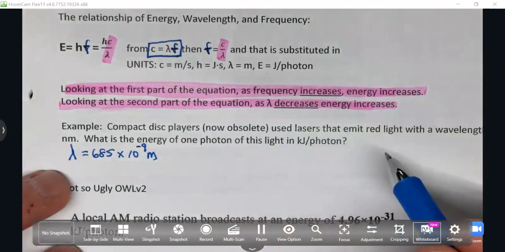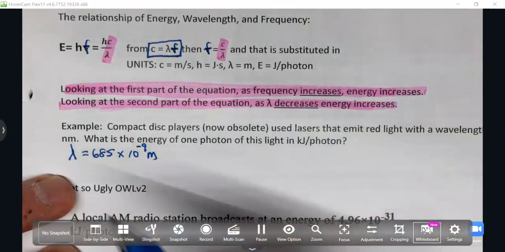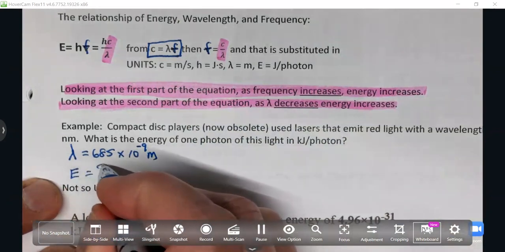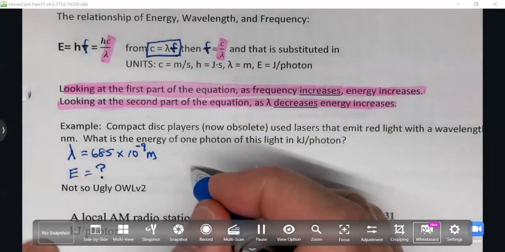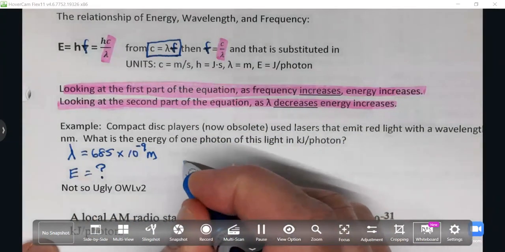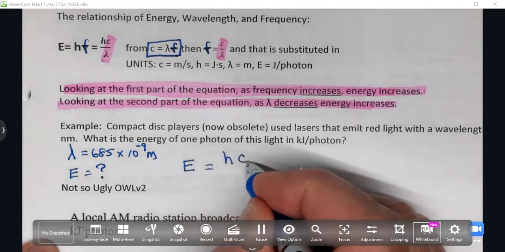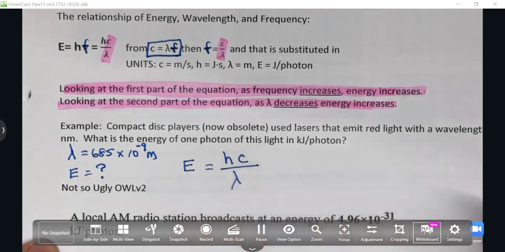Okay, what is the frequency? Or what is the energy? I'm sorry, we're looking for energy here. And let's go to our equation. We have E, our energy, is equal to Planck's constant times the speed of light divided by the wavelength. We're given the wavelength.